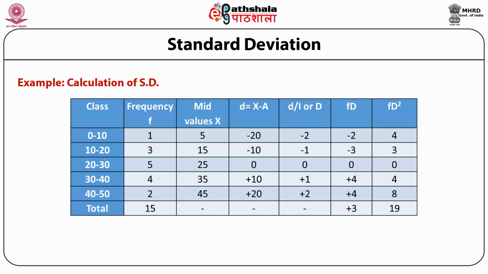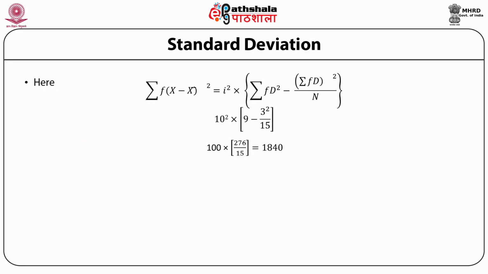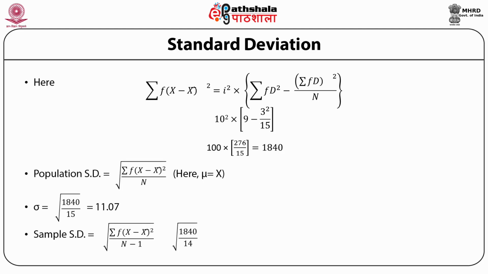And then multiplying the second column, which is the frequency, with this d, we get fd. And then we square this, so that the signs get diluted and you get fd square. Now in this fd square, when you put this value, its summation here, you will get a value of summation fd square minus summation of fd whole square upon N, and it gives a value of population standard deviation. And when you find its square root, 1850 divided by 15, it's 11.07.